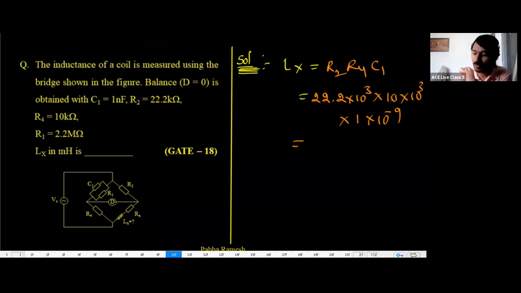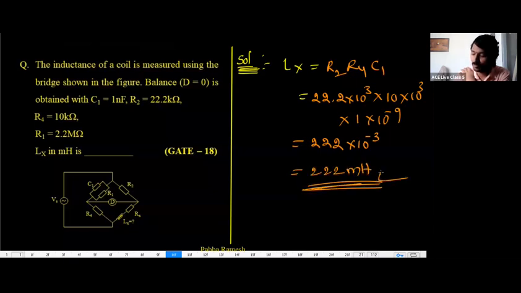Here 22.2 into 10, 222. Here also people are getting confused. 10 power 6 and here 10 power minus 9 means minus 3. So therefore 222 millihenry. People are giving 0.0000. Come on here. It is 0.222, nothing but 222 millihenry.